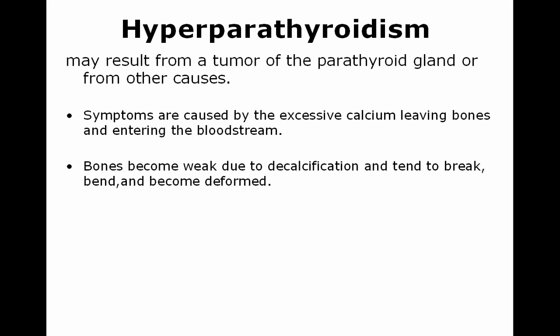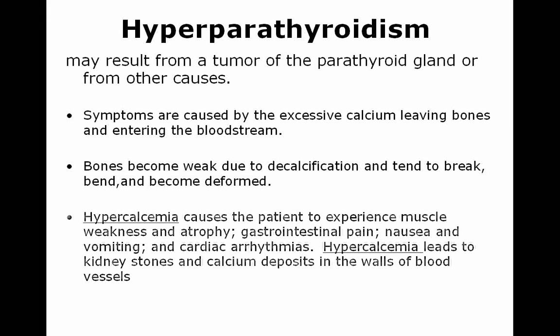Therefore, they have hypercalcemia. And with hypercalcemia, the person will have problems with their nervous system and their muscles. They'll have muscle weakness and atrophy. They'll have gastrointestinal pain, nausea, vomiting, even cardiac arrhythmias because the nervous system's not working properly. Also, because there's too much calcium in the bloodstream, the person ends up having kidney stones. These calcium deposits in the walls of the blood vessels.